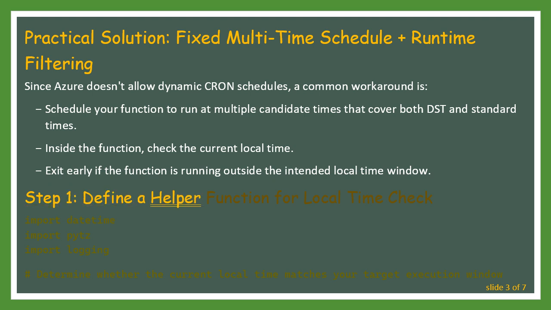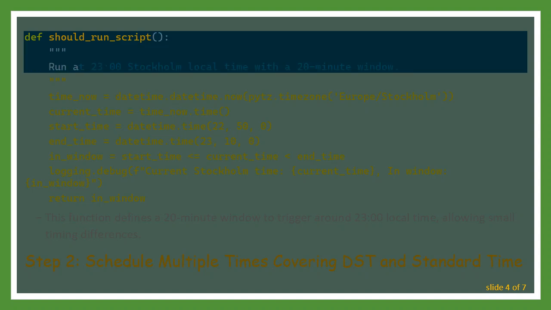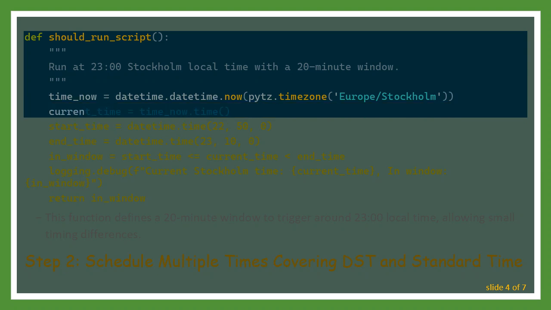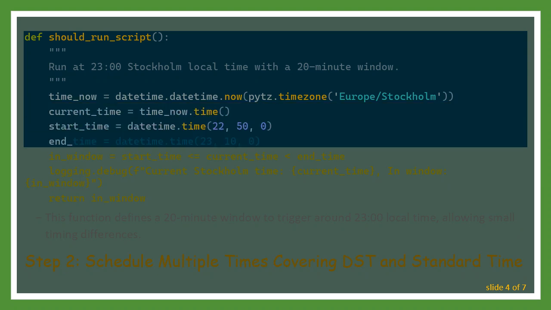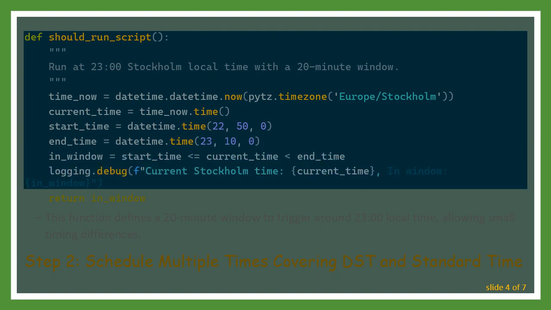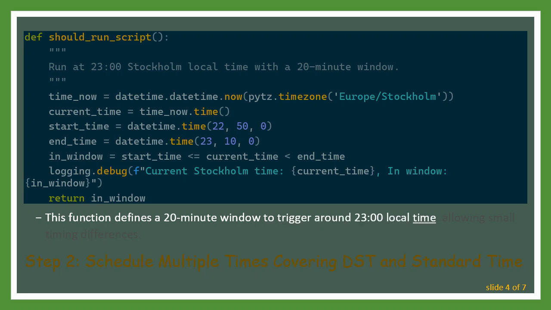Step 1. Define a helper function for local time check. This function defines a 20-minute window to trigger around 2300 hours local time, allowing small timing differences.